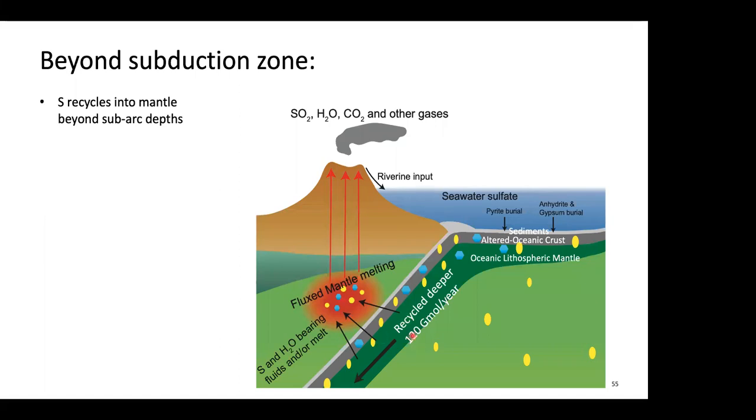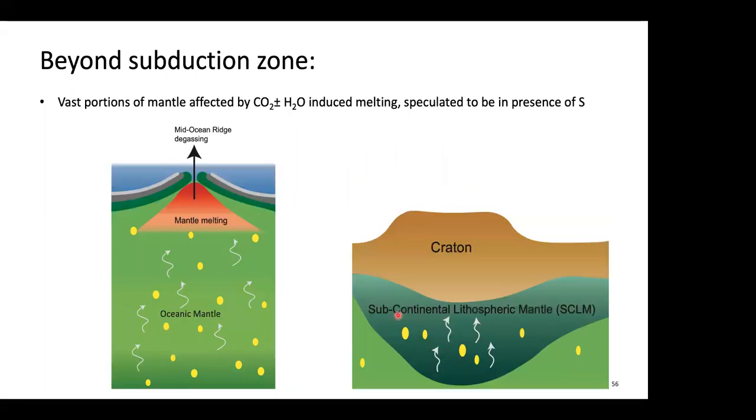It has been speculated that 120 gigamoles of sulfur per year gets past the subduction zone into the convecting mantle. The deeper mantle has vast portions affected by carbon dioxide and water-induced melting, which is speculated to be happening in presence of a sulfur-bearing species. This happens both beneath mid-ocean ridges in an oceanic mantle and beneath cratons in continental lithospheric mantle. These parts of the mantle show presence of very low-degree carbonated silicate melts like carbonatites, and these melts have the potential to extract sulfur from the deep mantle.